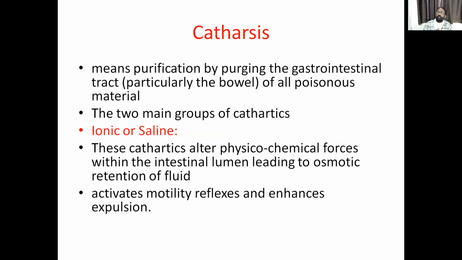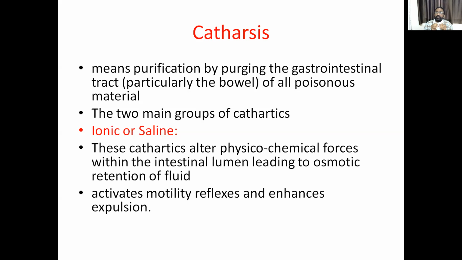Catharsis. This is another method of cleaning the stomach. It is produced by purging, or cleaning, the purification of the gastrointestinal tract, the whole bowel from stomach to intestine. The main aim is to eliminate and excrete all the poisonous substances. There are two main groups of cathartics. That means these cathartics are ionic or saline.